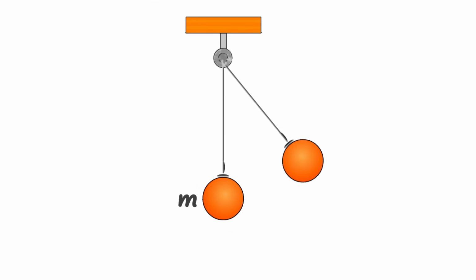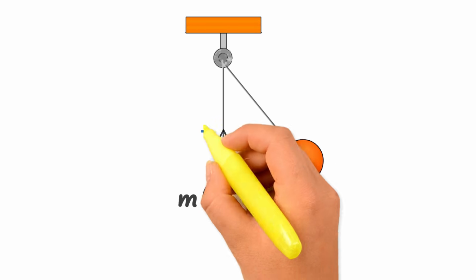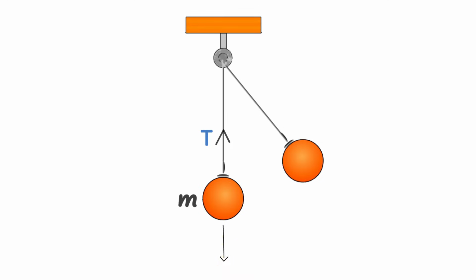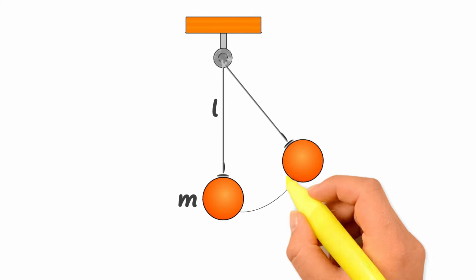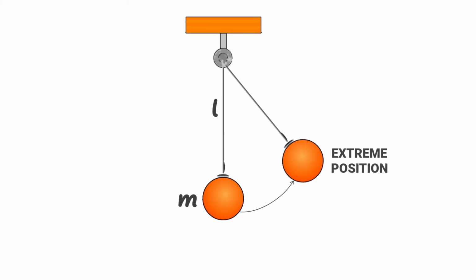Initially, the mass is at rest, in the equilibrium position. It is because of two equal and opposite forces. The tension T in the string is equal to the weight W of the ball. Hence, the mass is present at the mean or equilibrium position. Now let the length of the string be L. I displace the mass from the mean position to the extreme position. The arc length from the mean to the extreme position is S.